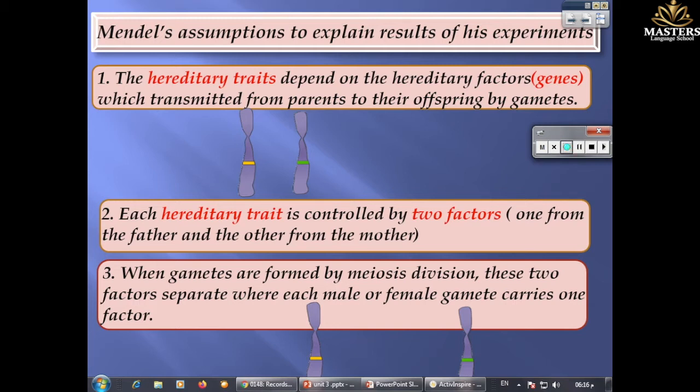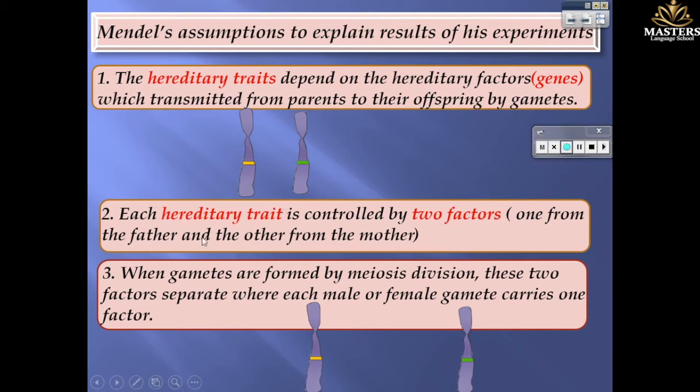Each hereditary trait is controlled by two factors, one factor from the father and the other factor from the mother. Number three, when gametes are formed by meiosis division, these two factors or genes separate, where each male or female gamete carries one factor. Female gamete carries one factor, male gamete carries the other factor.